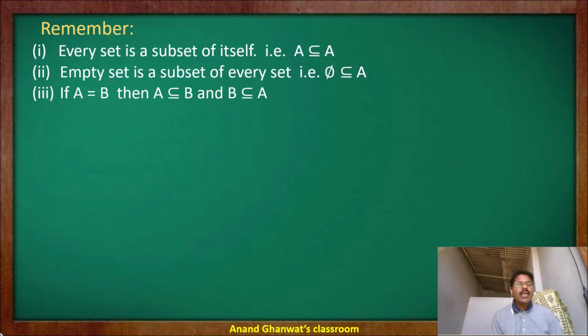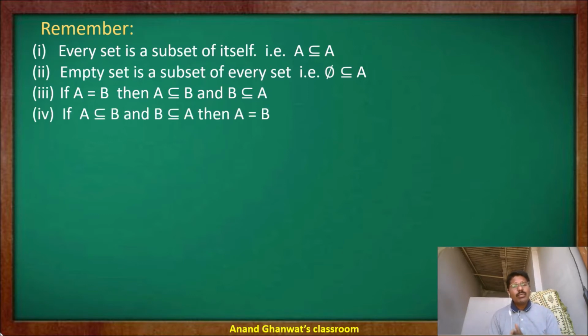If A is equal to B, meaning A and B are two equal sets, we can say that all the elements of set A are present in set B and all the elements of set B are present in set A. Therefore, A is a subset of B and B is a subset of A. If A is a subset of B and B is a subset of A, then we can say that A and B are equal sets.